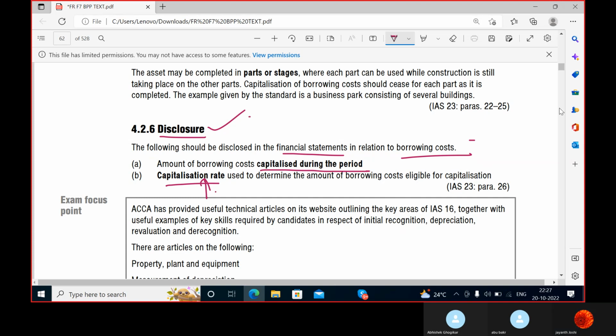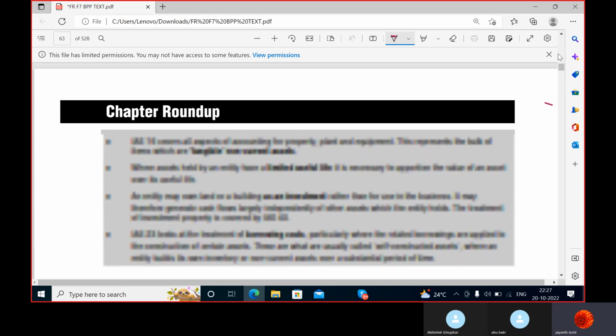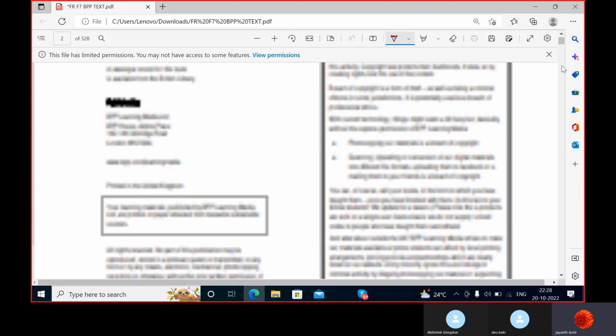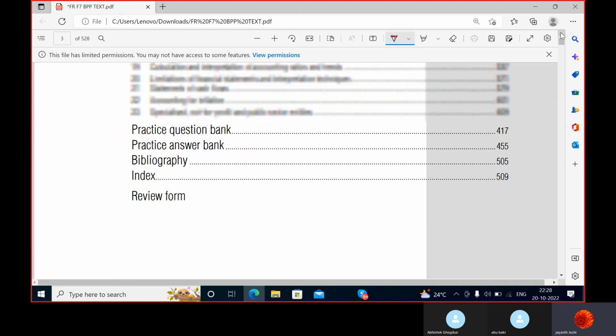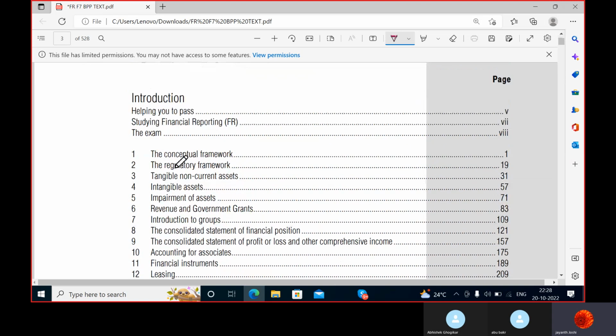With this, we end this chapter, and tomorrow I'm going to start the chapter called intangible assets. Same time, 8:30. Please be ready for the class. Tangible non-current assets is completed. Tomorrow, intangible assets. Thank you.